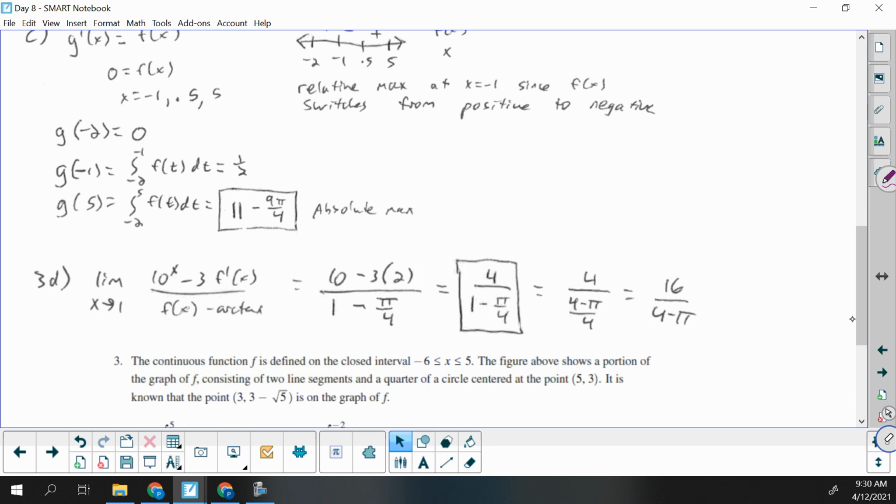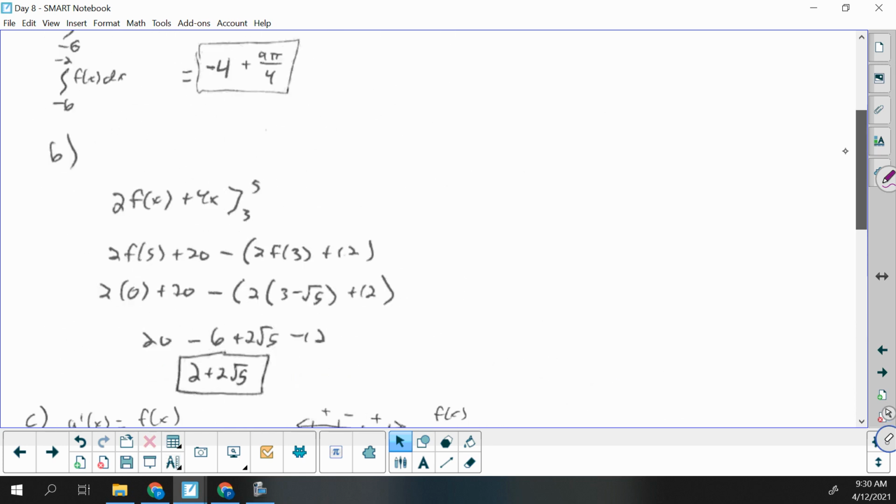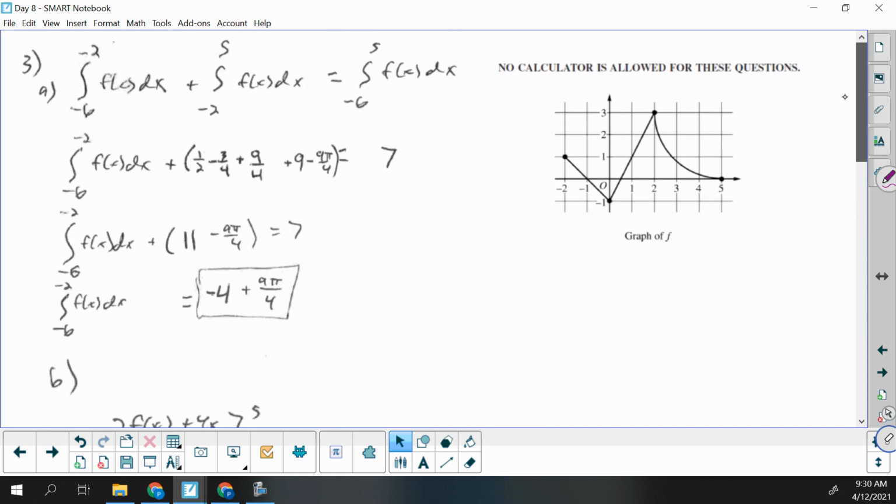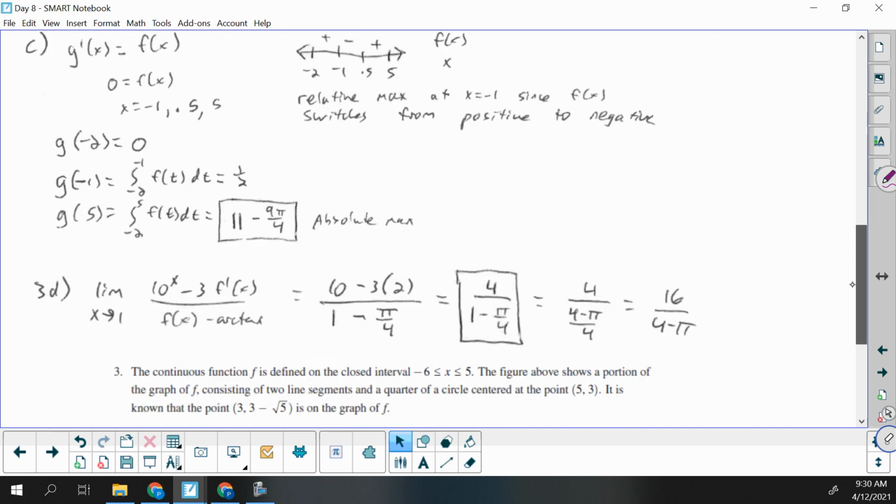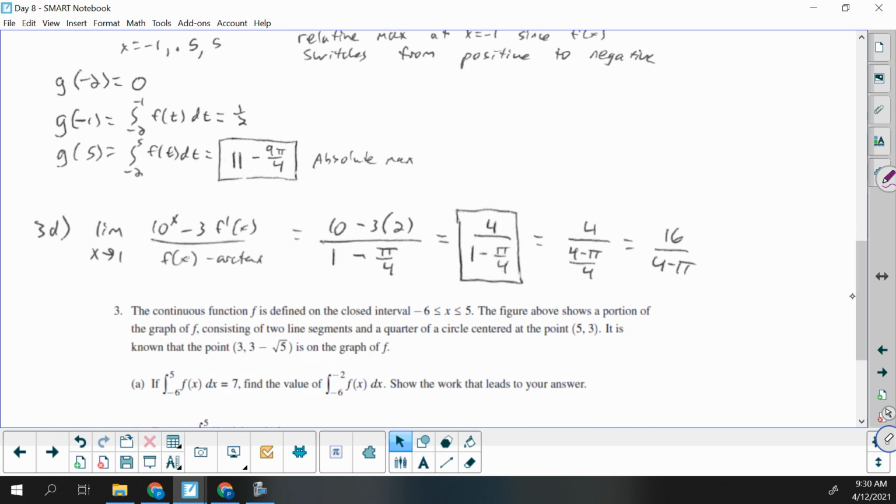F prime of 1, if you look at the slope of the graph at x equals 1, it's going up 2 over 1, so we have 2 for that value. So we have -3 times 2, that'll end up giving us 4 on top. F of 1, if you just look at the y value when x is equal to 1, is 1.